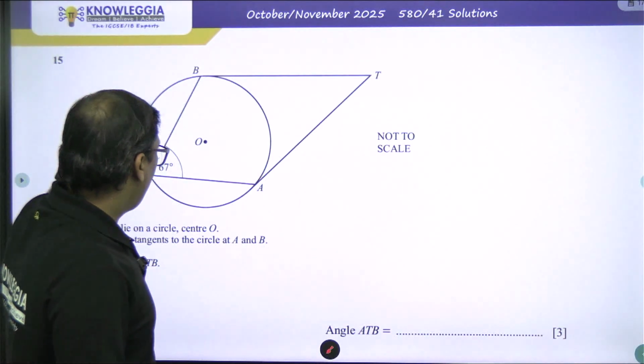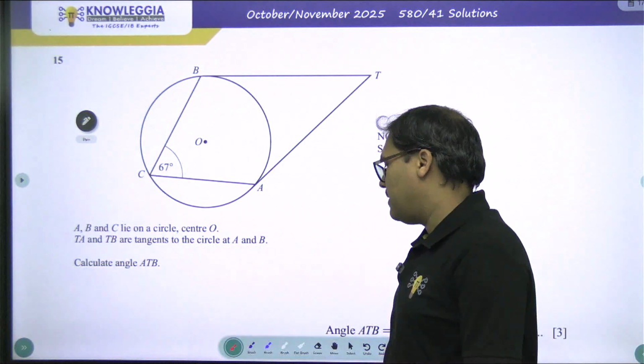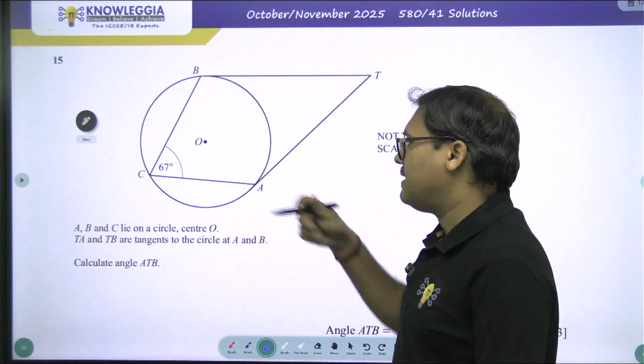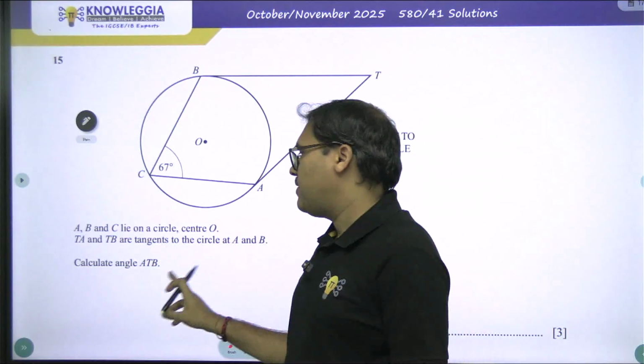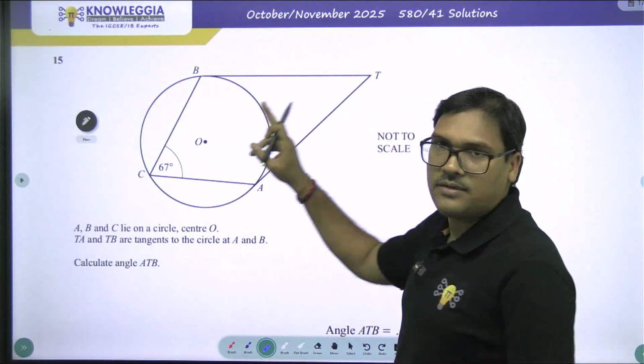The question on the circles, very important question. Again, basic properties. A, B, C lie on a circle with center O. Tangents are given to you. Find the angle ATB. We have to find angle ATB.